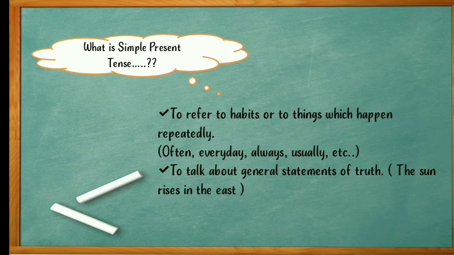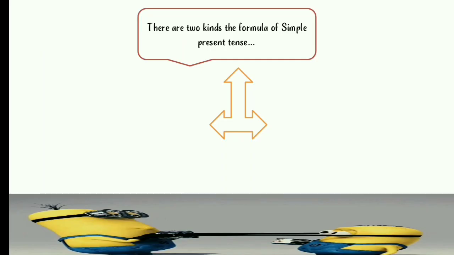Okay? And now we move to the formula. There are two kinds the formula of simple present tense. Jadi semua tenses dalam bahasa Inggris itu pasti ada rumusnya. Kenapa ada tenses? Karena situasi atau time, waktu dalam bahasa Inggris itu berbeda-beda. Sekarang, besok, dan semalam itu berbeda-beda. Tidak seperti dalam bahasa Indonesia. Hari ini juga pergi, besok juga pergi, semalam juga pergi.